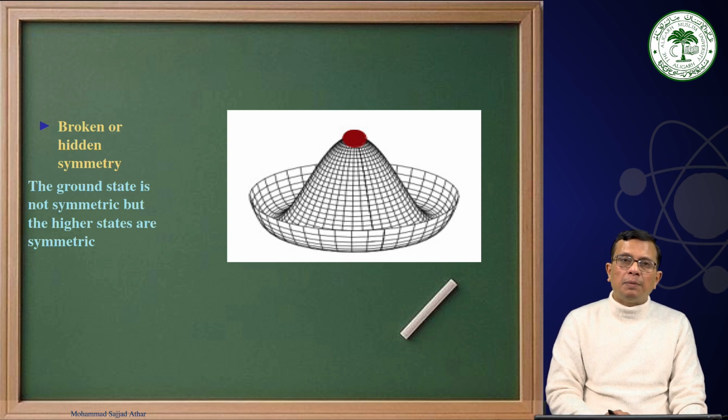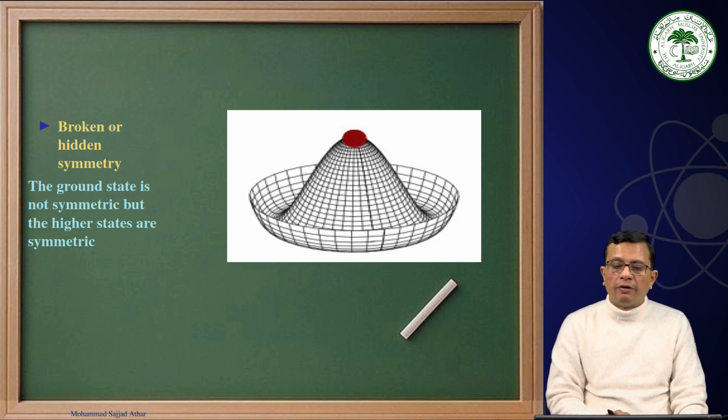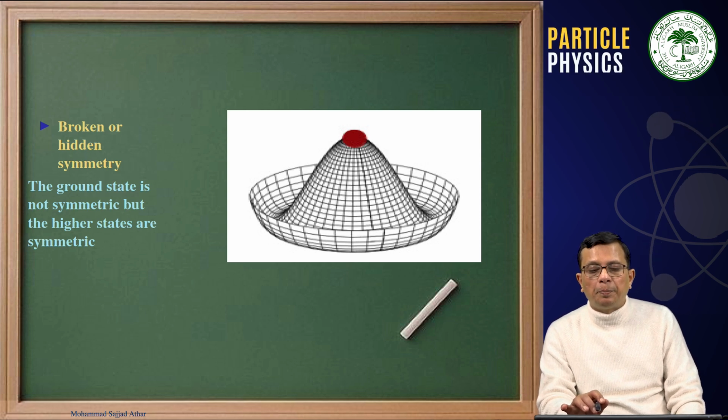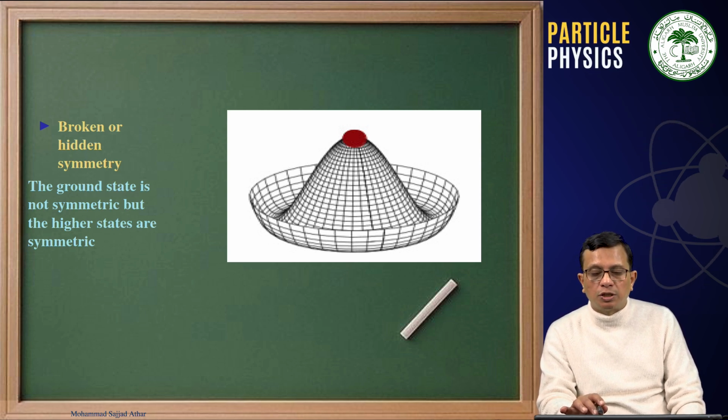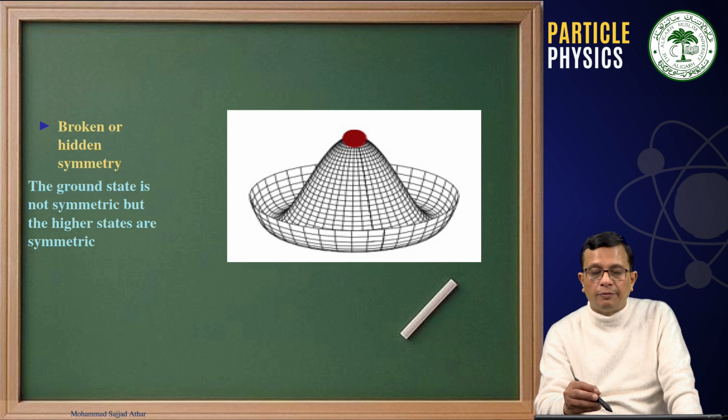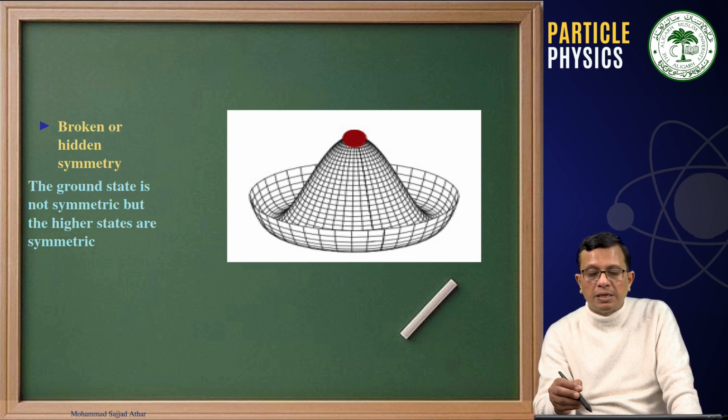Now the example of broken or hidden symmetry: for example, if I have taken a Mexican hat and I have put a ball at the top of the hat, as we know that this is not the stable point. The stable point will be the point of minimum potential energy, and that will be some place at the bottom of this Mexican hat.